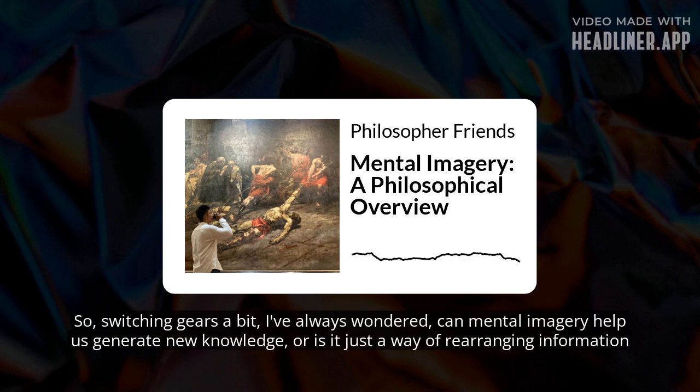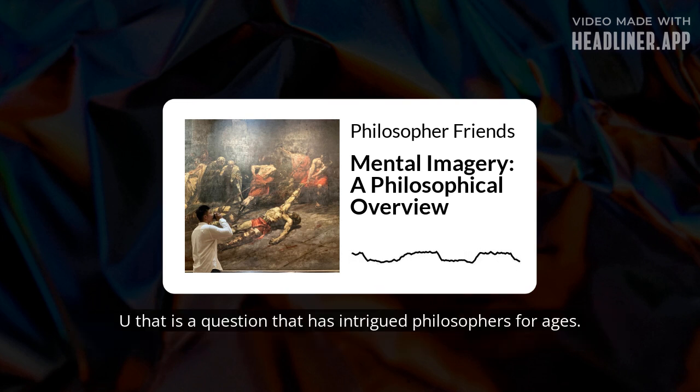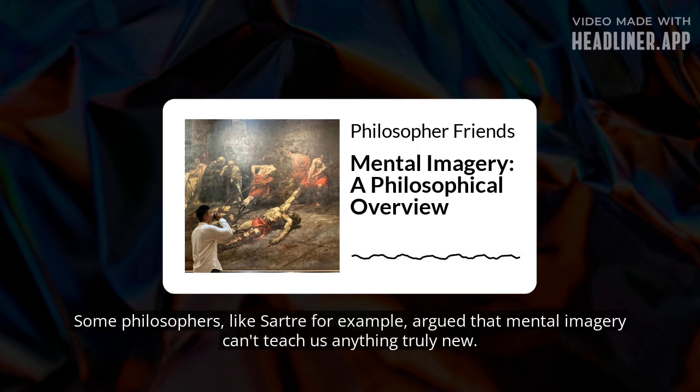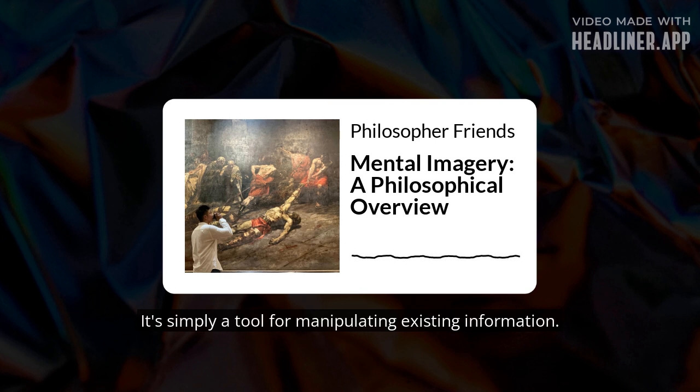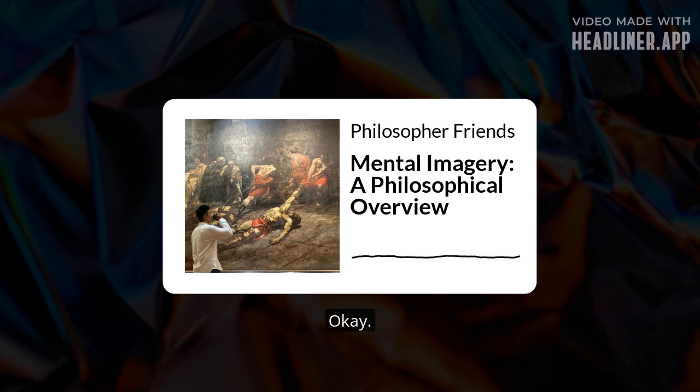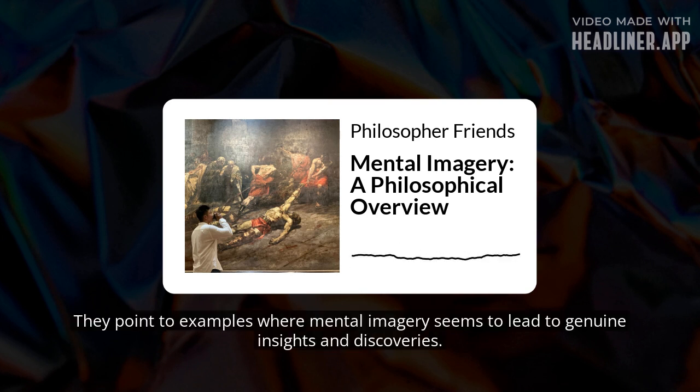So switching gears a bit, I've always wondered, can mental imagery help us generate new knowledge? Or is it just a way of rearranging information we've already experienced? That is a question that has intrigued philosophers for ages. Right. Some philosophers, like Sartre, for example, argued that mental imagery can't teach us anything truly new. It's simply a tool for manipulating existing information. Okay. But others disagree. They point to examples where mental imagery seems to lead to genuine insights and discoveries.